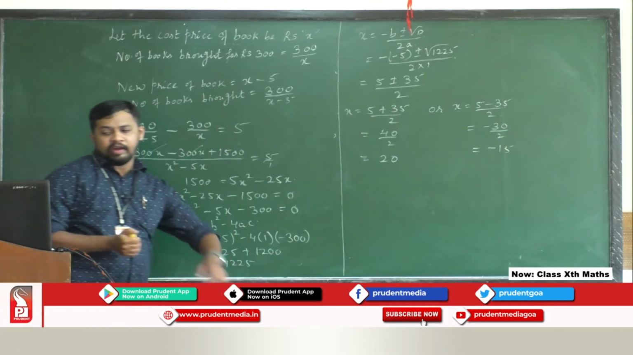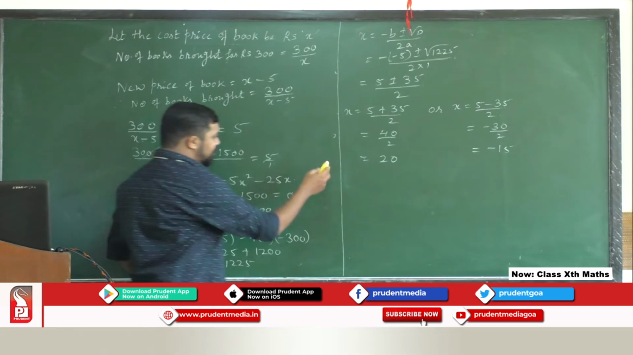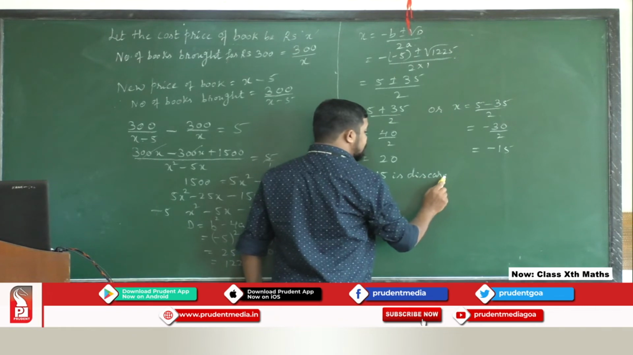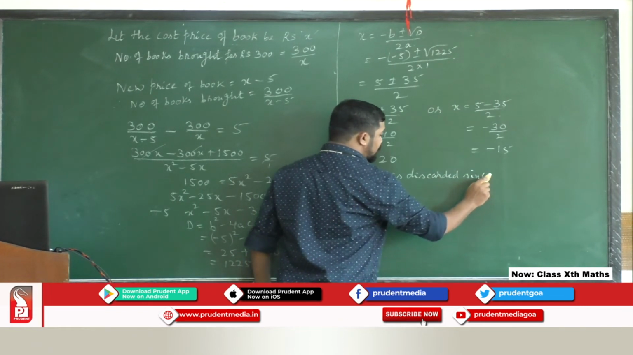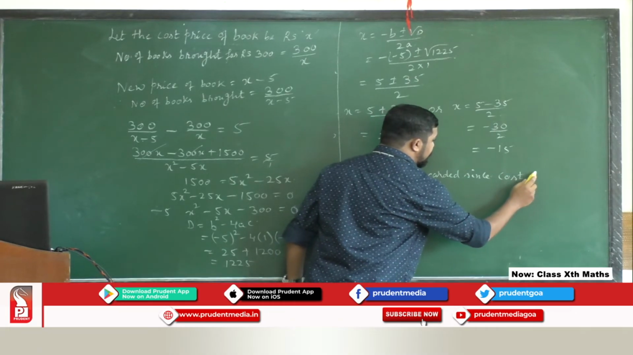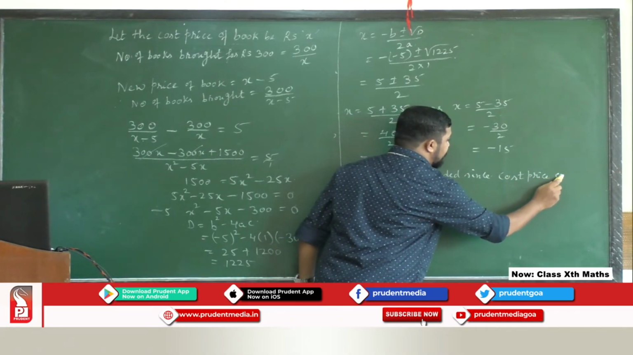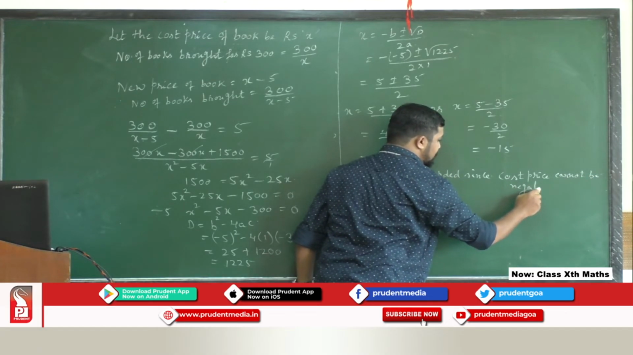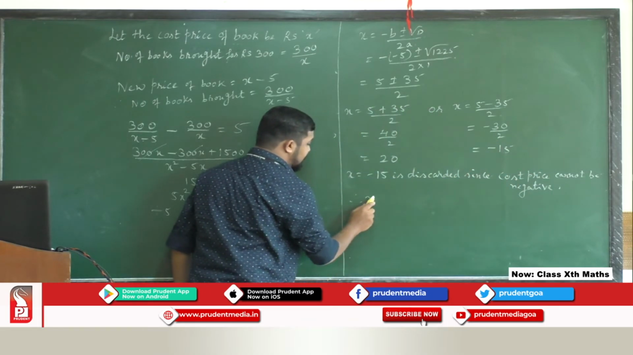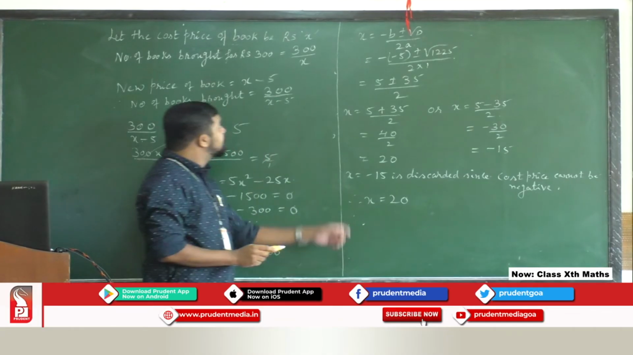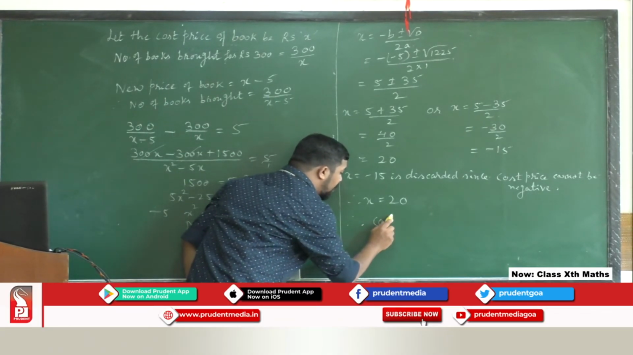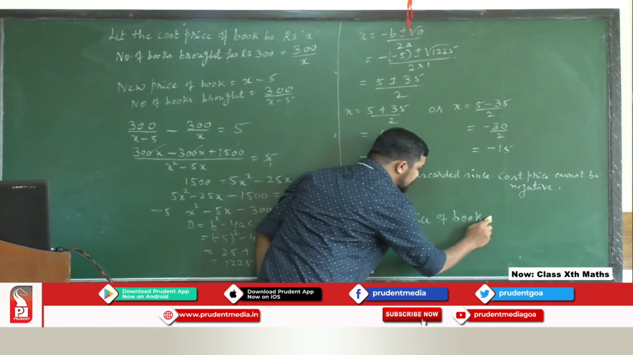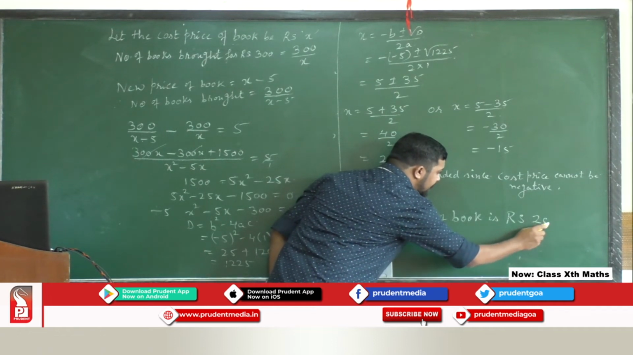So I got x is equal to 20 and I got x is equal to minus 15. So again, x equal to minus 15 is discarded since cost cannot be negative. Cost price cannot be negative. Therefore, x is 20, and who is x? Cost price of book. Therefore, cost price of book is rupees 20.